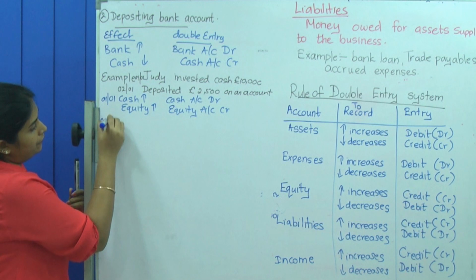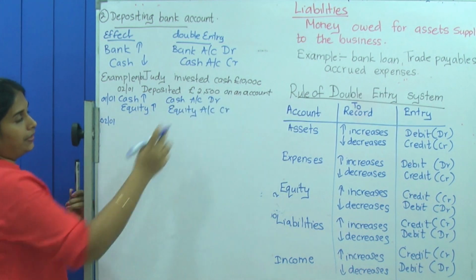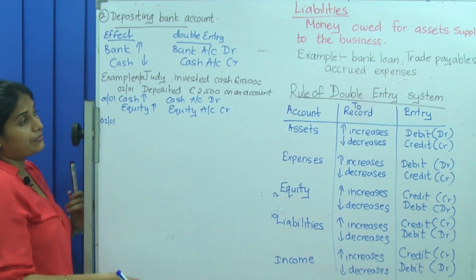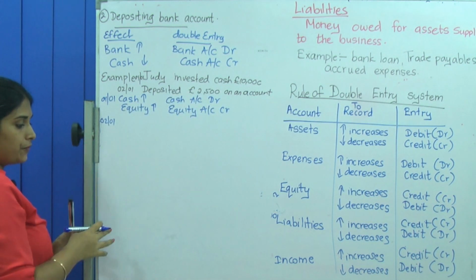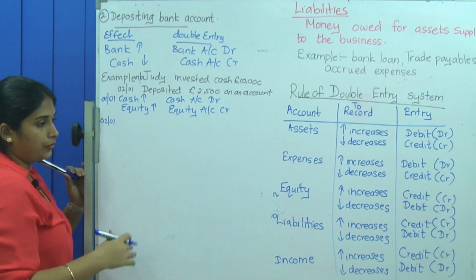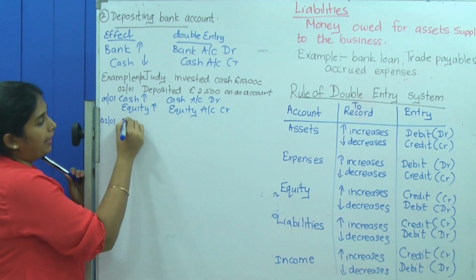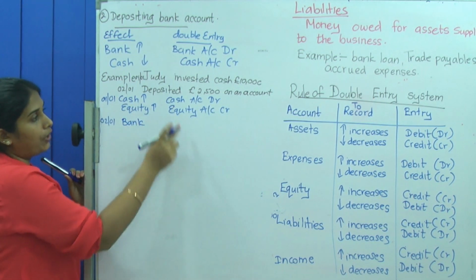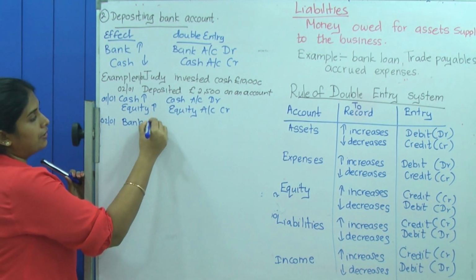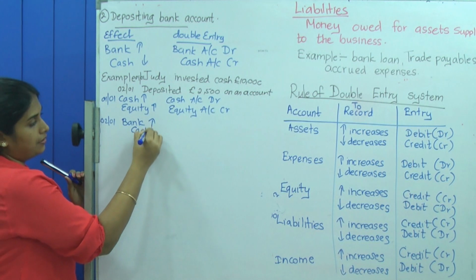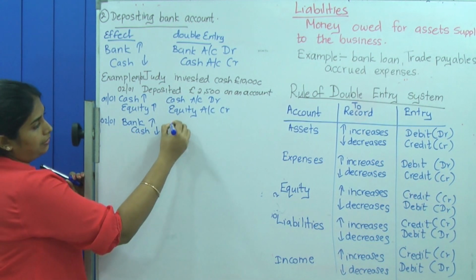Then on the 2nd of January, out of this 10,000, she's taking 2,500 and she deposited it in a bank account. So cash which is inside the business goes down, but the cash which is inside the bank increases. Always you have to make sure that you write the debit entry first. So debit entry means bank account increases, cash account decreases.